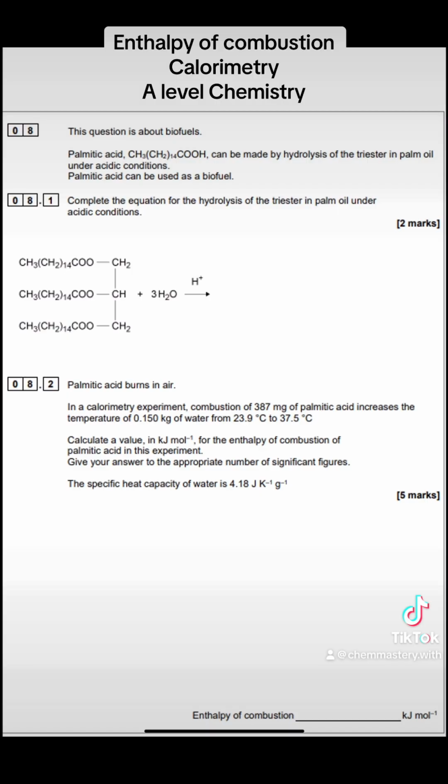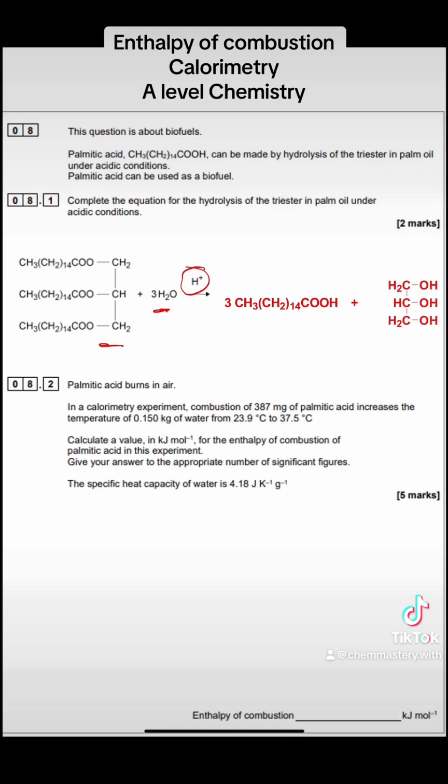The first question is asking you to complete the equation for the hydrolysis of the triester in palm oil under acidic conditions. This is a triester, and in the presence of water, hydrolysis under acidic conditions will give you 3 moles of the acid, palmitic acid, and also glycerol.